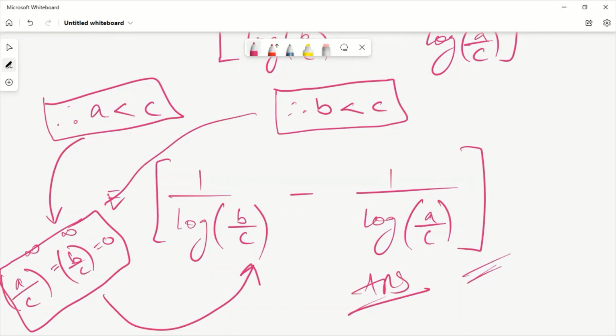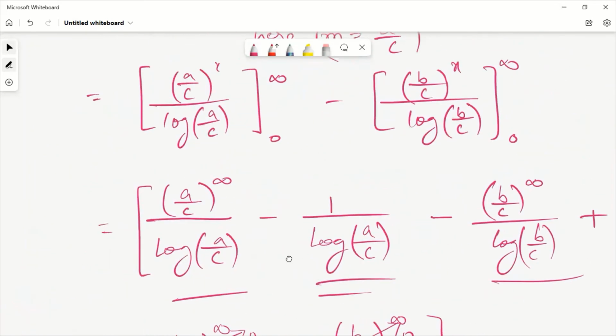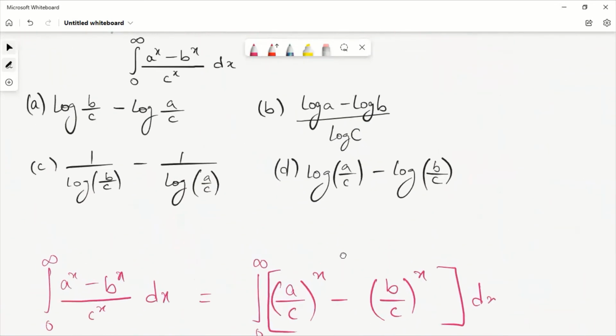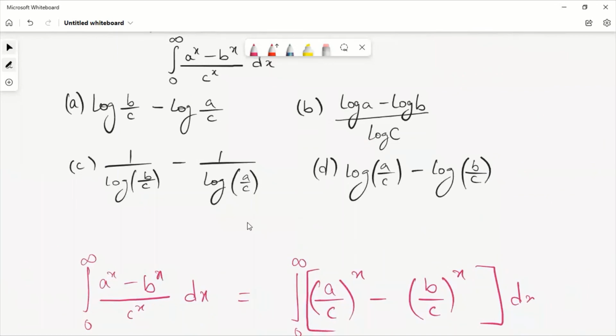Now we have to find this in the options: 1 by log b by c minus 1 by log a by c. Oh my god, such a terrorizing question, right? There is only one such option, that is option C. And if you see this one, no, this is wrong, because when you reverse it, it will be c by b, but it's still b by c. So this option is definitely wrong, because you cannot do this. And a by c, b by c, no, this is also wrong. So your perfect answer is this.